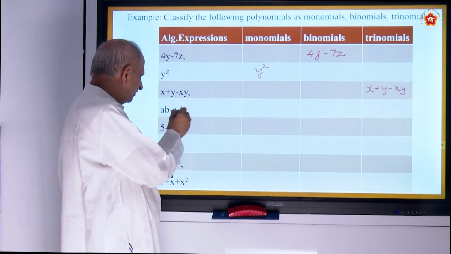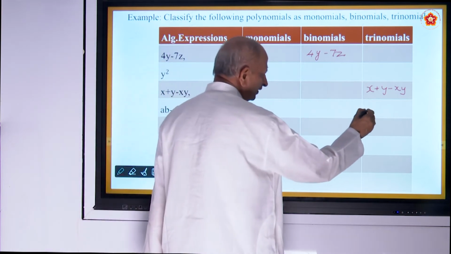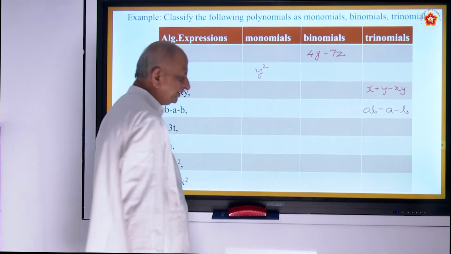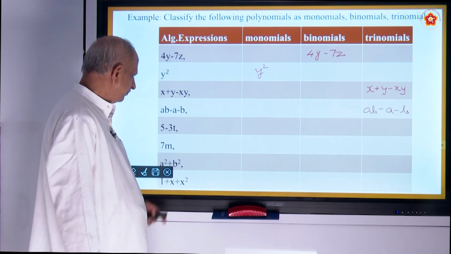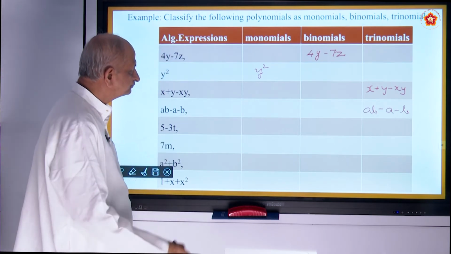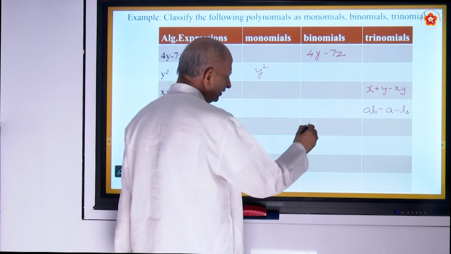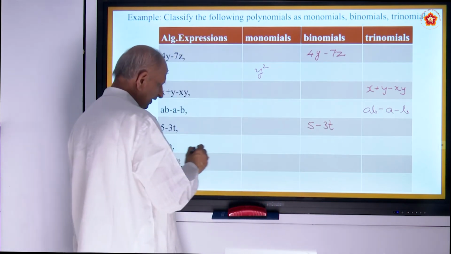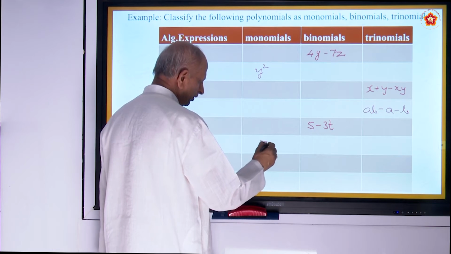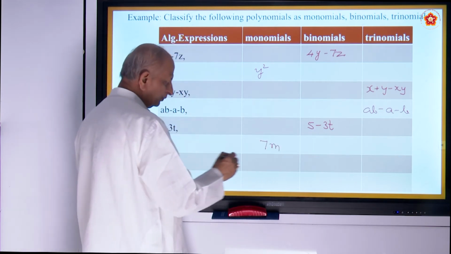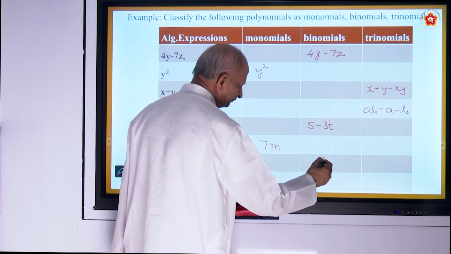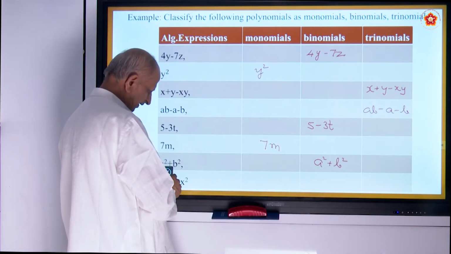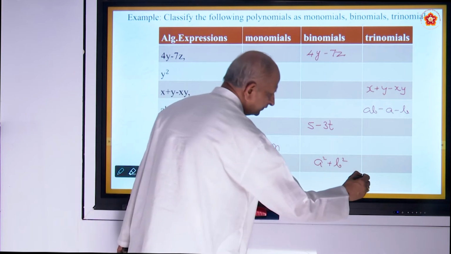ab minus a minus b. That is also a trinomial because there are 3 terms. 5 minus 3t comes under binomials. 7m, monomial. a squared plus b square, binomial. 1 plus x squared, trinomial.